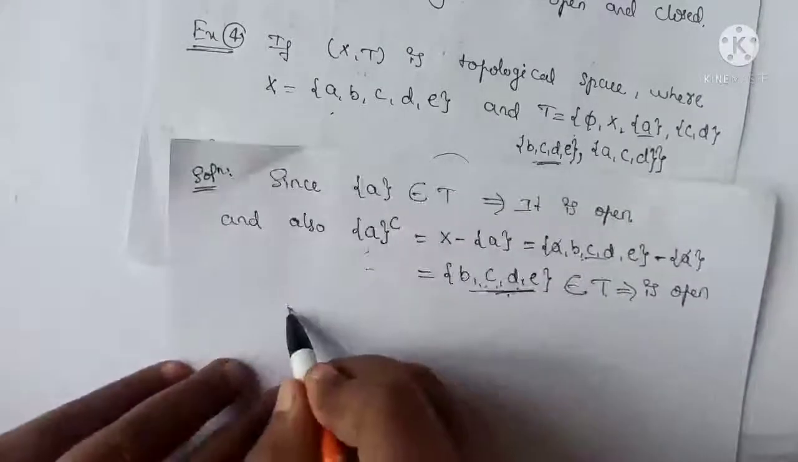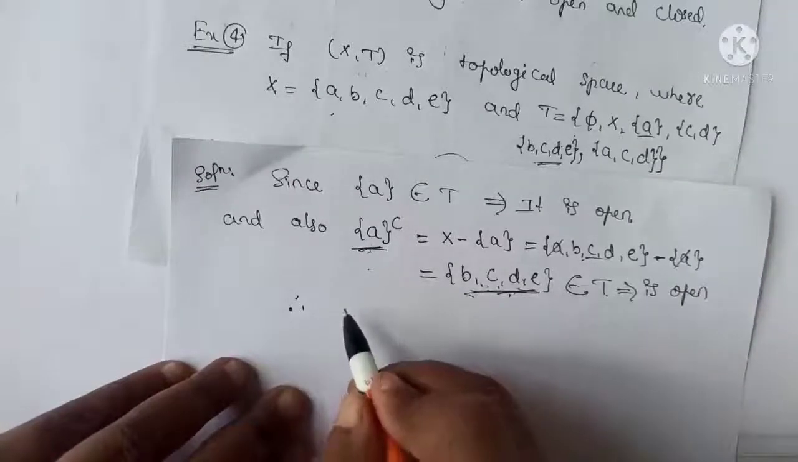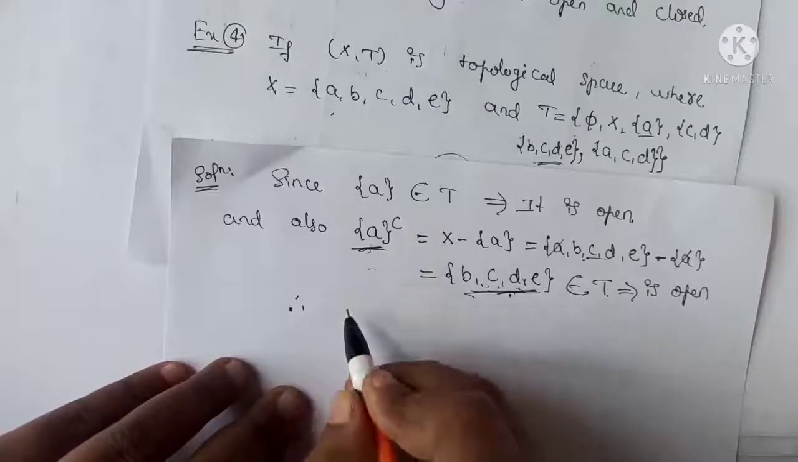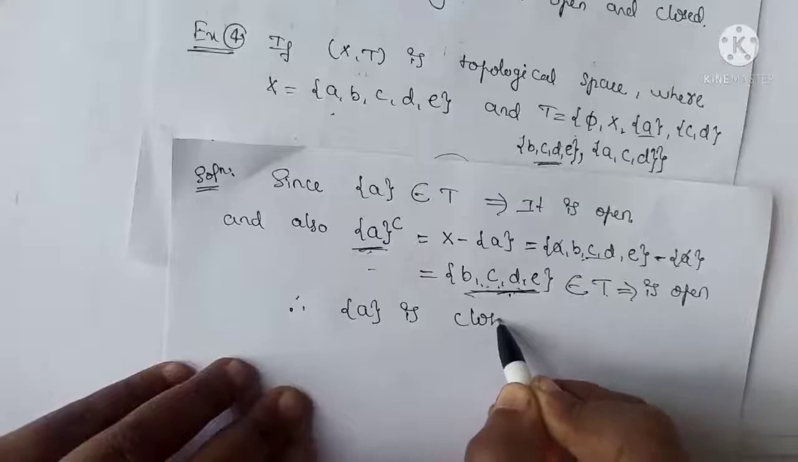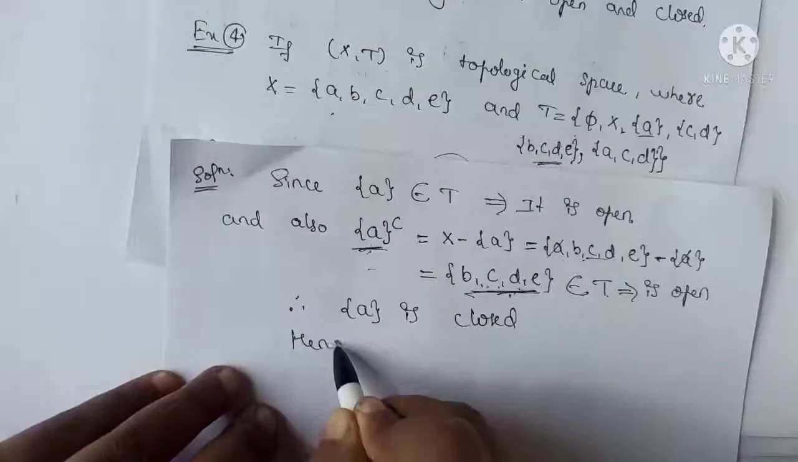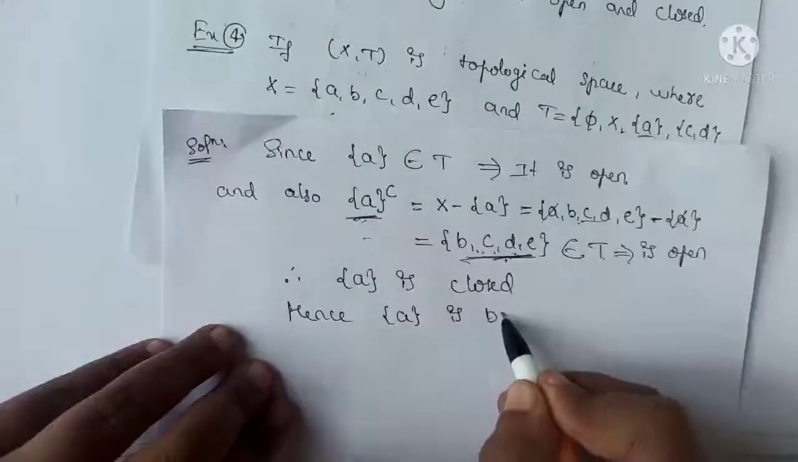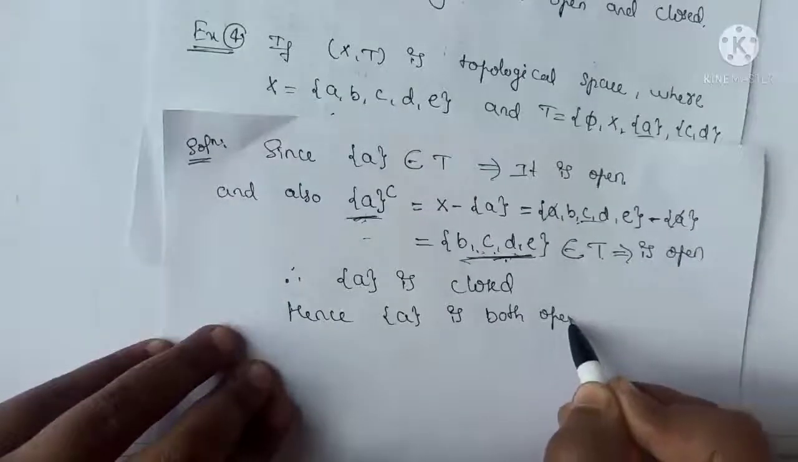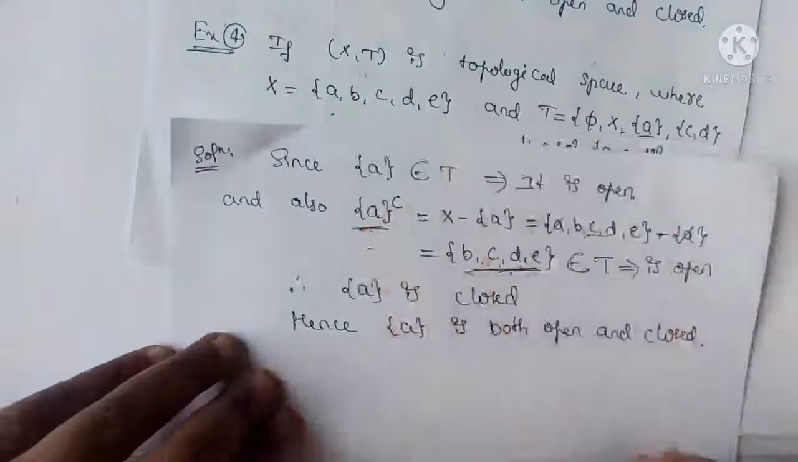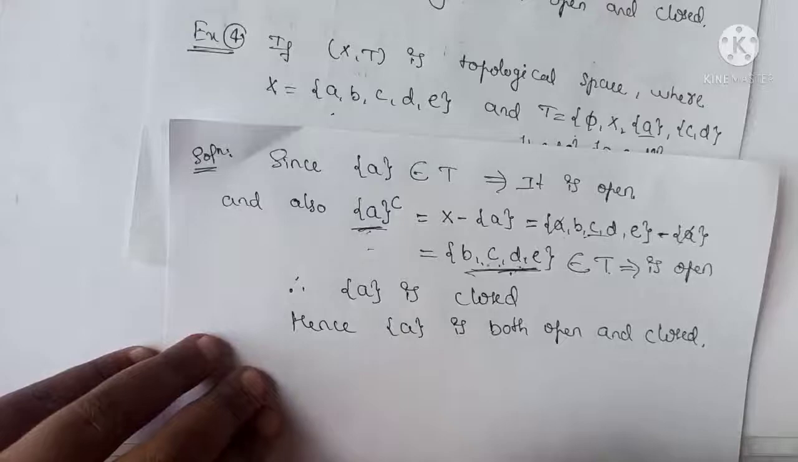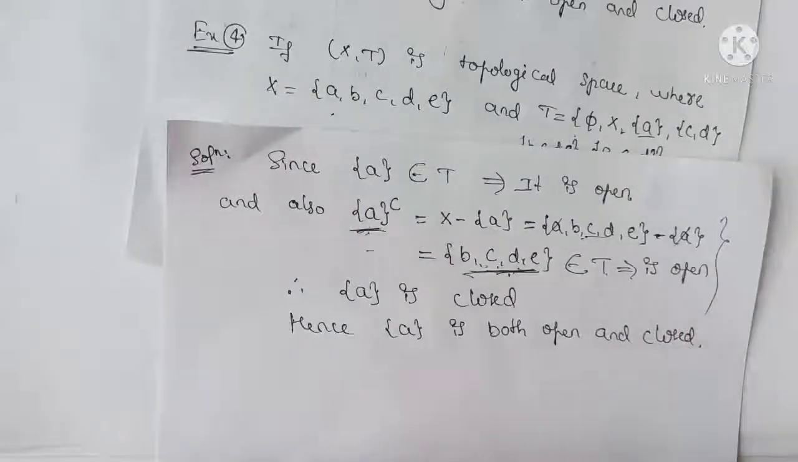So therefore, now we got the complement of A is open. So therefore, this A is closed. Hence, A is both open and closed, right? So like this you can prove for any subset. Okay, for a given set you can show it like this only. So that is closed and open.